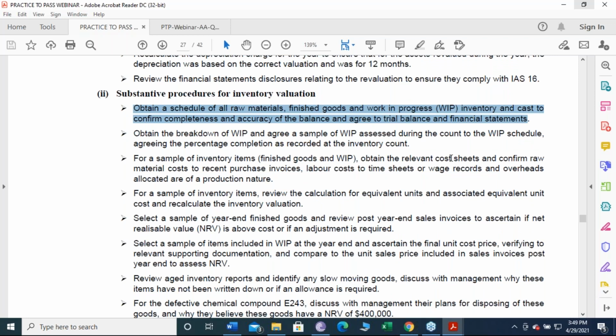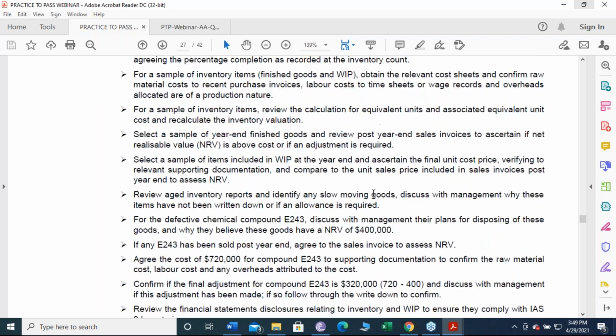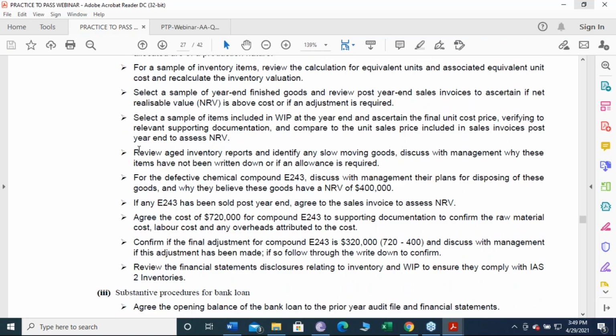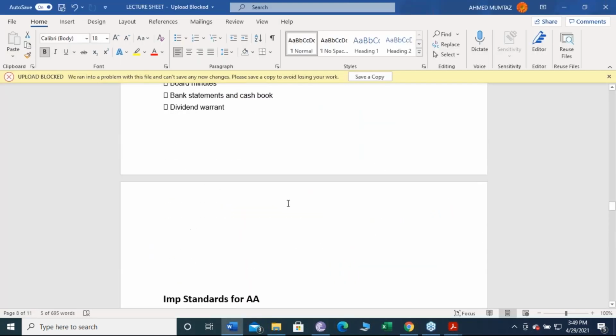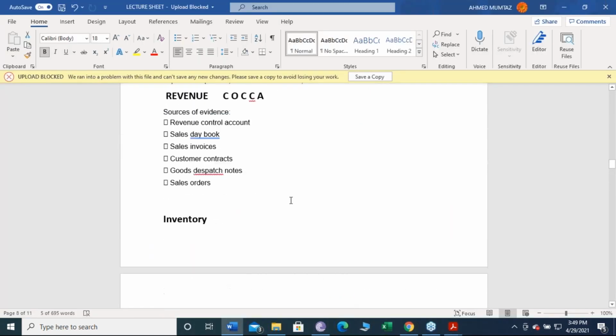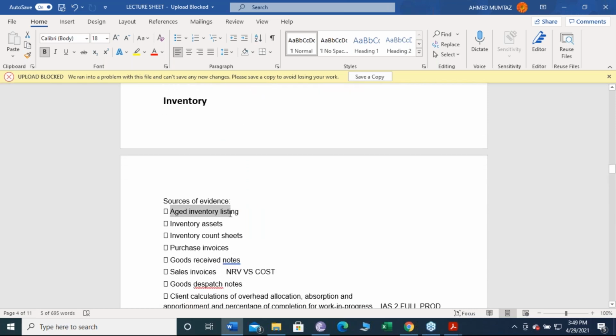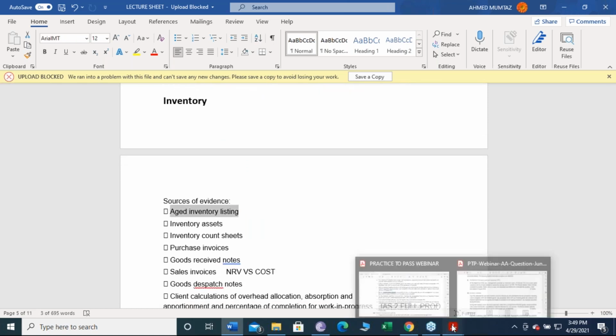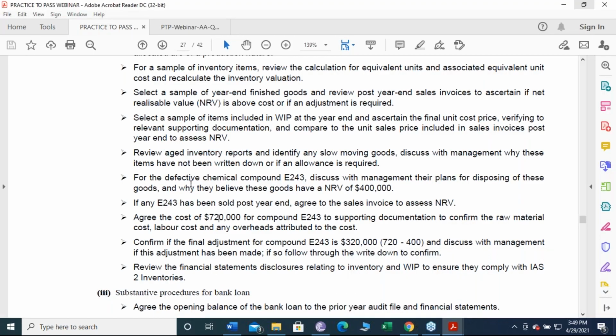Moreover, when it comes to work in progress, you can recalculate the work in progress by verifying the degree of completion. In order to verify the work in progress, you can visit and you can physically inspect the inventory. You can get the supporting documents. Please now start reading these procedures. This is a very easy and convenient procedure. Remember, I told you one of the source evidence is the aged inventory report. Remember, regarding inventory, there was a source document: the aged inventory listing. Remember, so once your concepts are strong, there is no problem in developing the procedure.